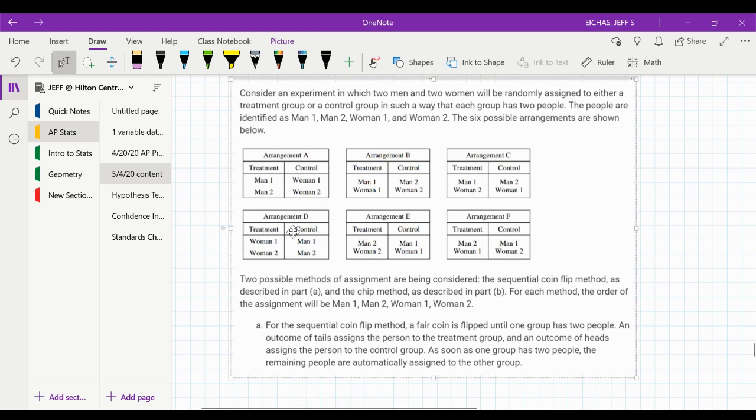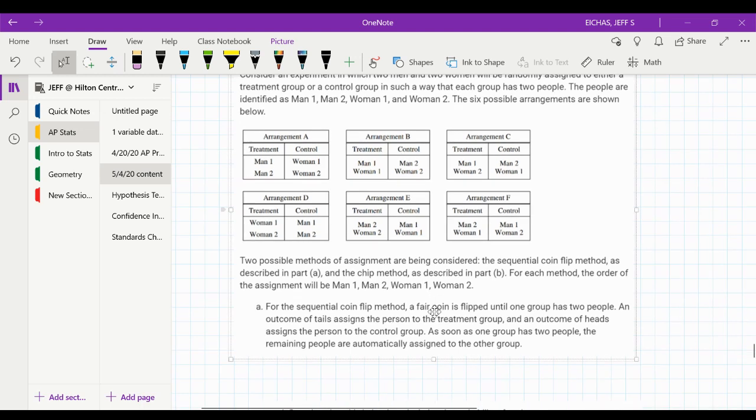Down at D, what it looks like is it went heads, heads, because both the men are in the control group and they were flipped for first. So then you just place the other two women. You don't actually have a third coin flip. So it looks like when the two men are in different groups, there will be 3 coin flips. When they're in the same group, there will only be 2 coin flips.